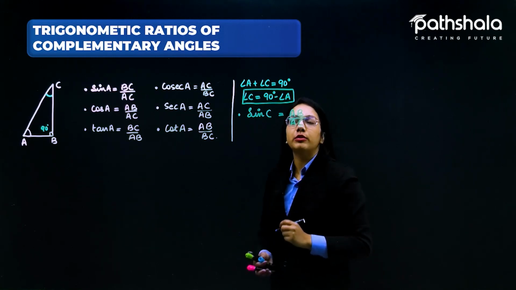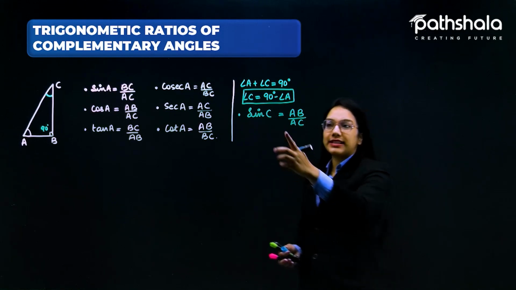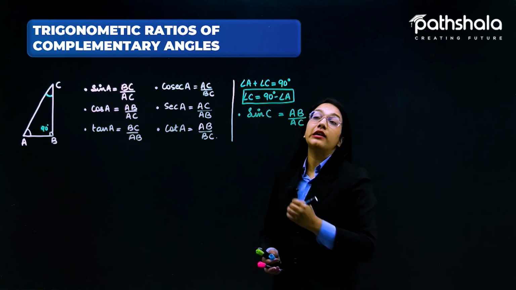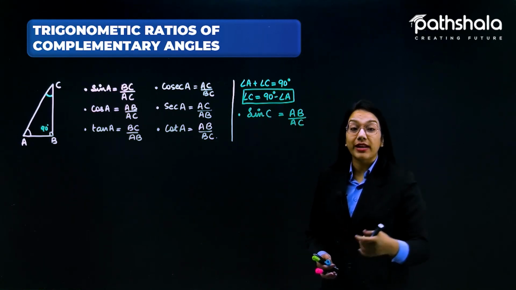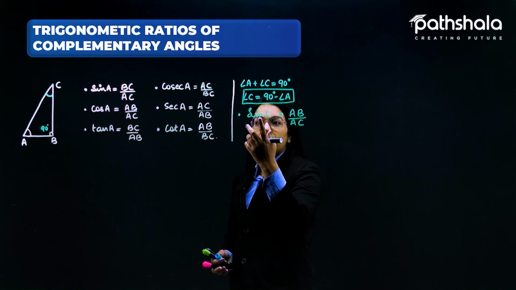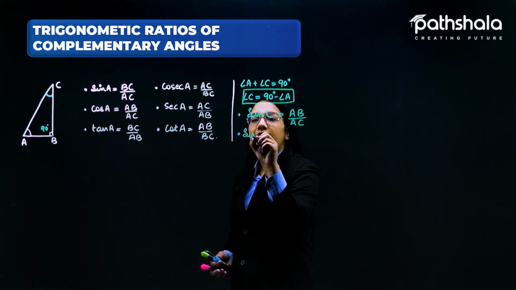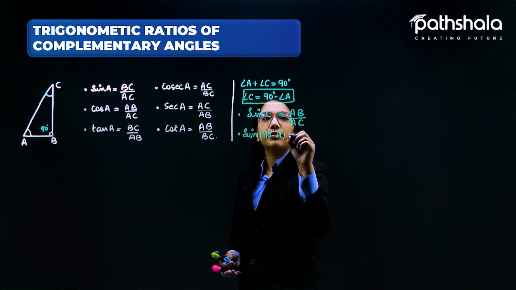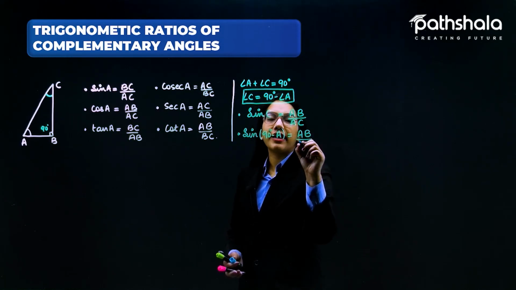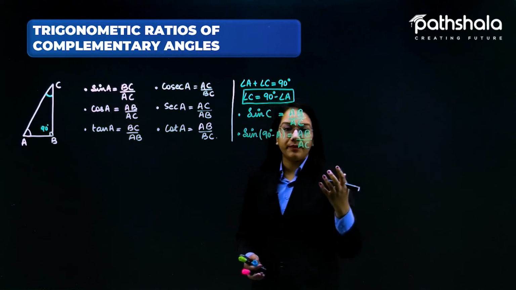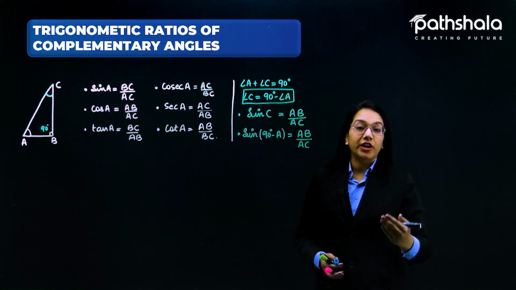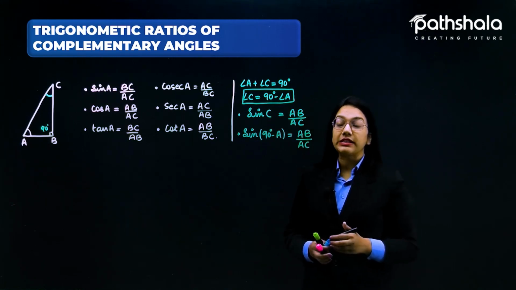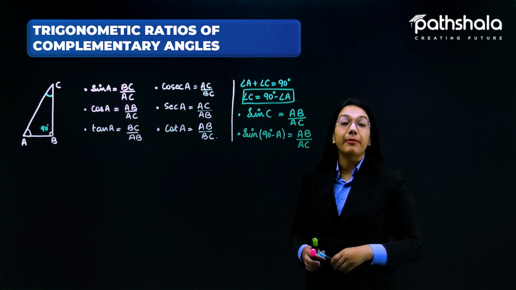And furthermore, I can write the angle C as 90 minus A. Why so? Because we know that angle C can be written as 90 minus angle A. It means that we can further write sine of C as sine of 90 minus A, which is equal to AB divided by AC. So we can definitely write this trigonometric ratio sin C as sin 90 minus A, which is equal to AB by AC.